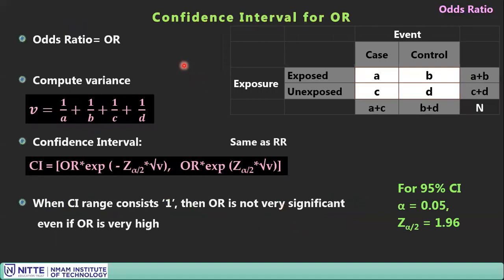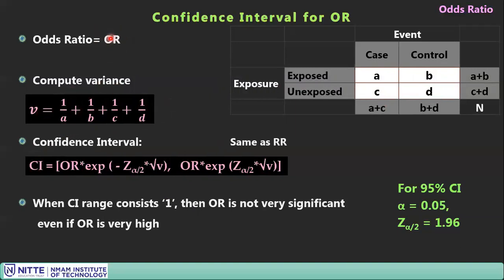As I have told you, for the relative risk, the value of OR is not sufficient. You have to calculate the confidence interval also. If you look at the confidence interval calculation, the equation is exactly the same as the one you use for relative risk, but the variance that you are going to calculate is slightly different. Here it is 1 by A plus 1 by B plus 1 by C plus 1 by D, right? So it is A, B, C, D. You take the inverse of each and add them, so the variance will be calculated.